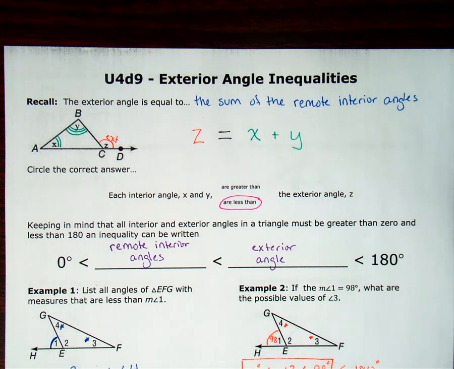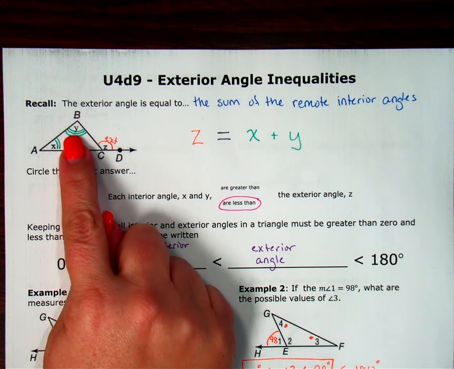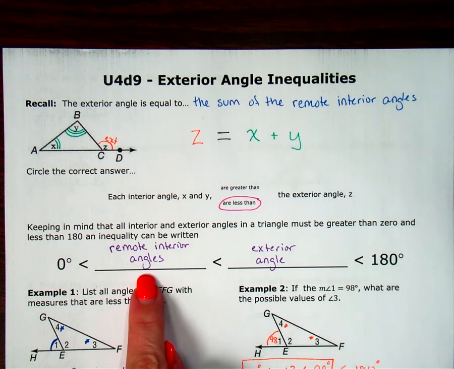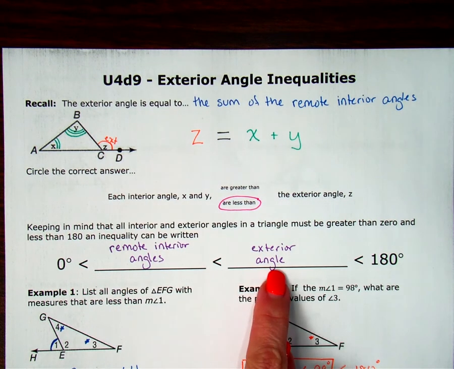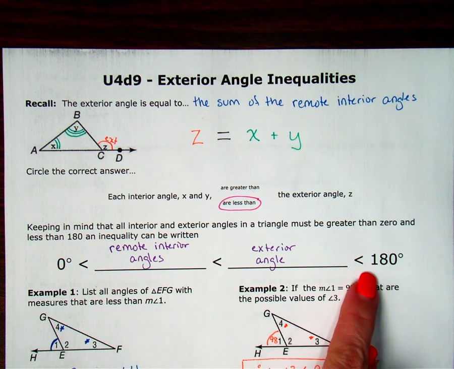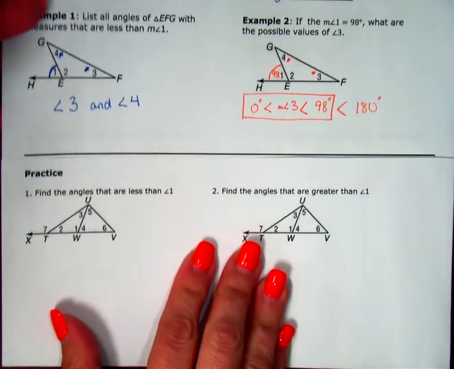Welcome back. In the last video, we looked at reviewing the interior angles. The remote interior angles add together to make the exterior angles, meaning each remote interior angle has to be less than the exterior angle, and both angles have to be greater than 0 and less than 180. Okay, let's do a few more examples.